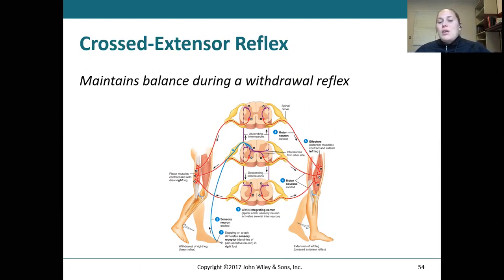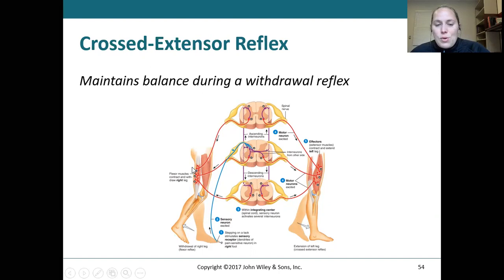And so what's interesting here is we've got three different neuronal interactions occurring. As we look up the ascending interneurons, again, this is a transverse section. So you've got your stepping on a tack, your sensory neuron gets excited. It sends information to this one transverse slice of the spinal cord, and that's going to lead to activation of these flexor muscles and contraction within the right leg.